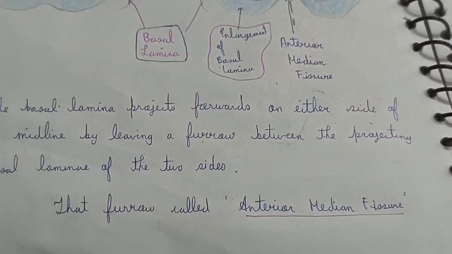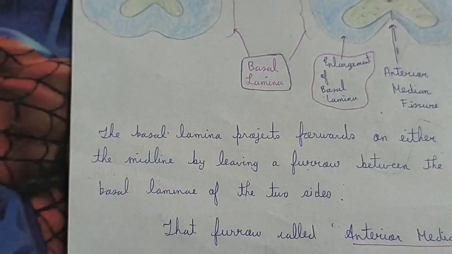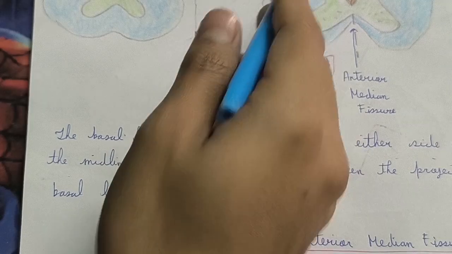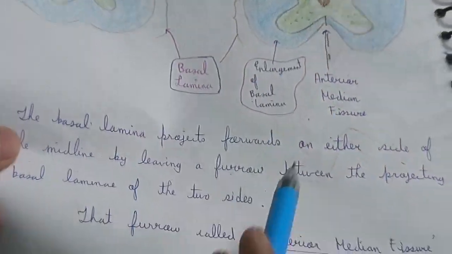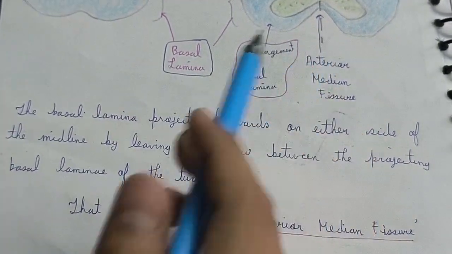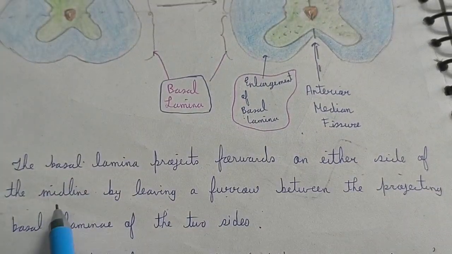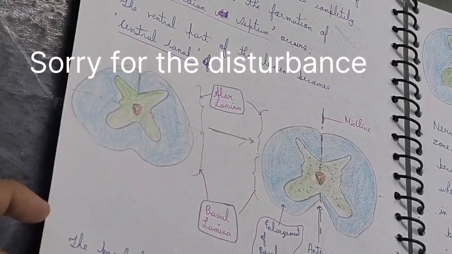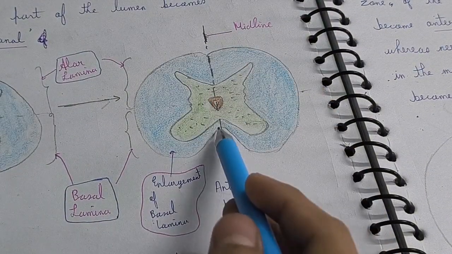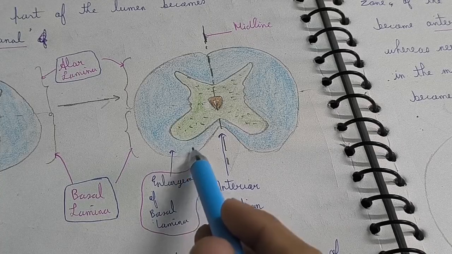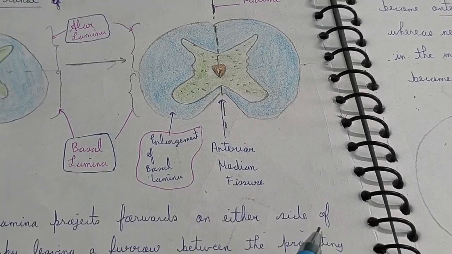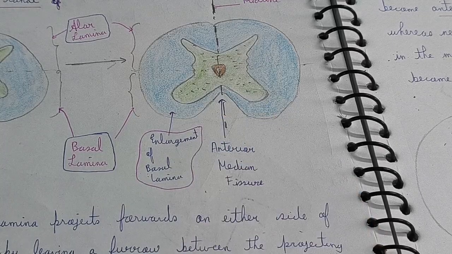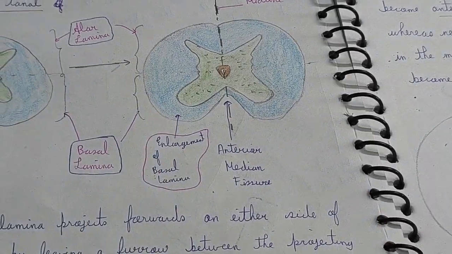So therefore I have written that the basal lamina projects forward on either side of the midline. As you see, this is the midline, so on either side of this midline the basal lamina enlarges, and due to this enlargement of the basal lamina, a furrow is made between these two enlarged parts of the basal lamina, as the basal lamina projects forward.